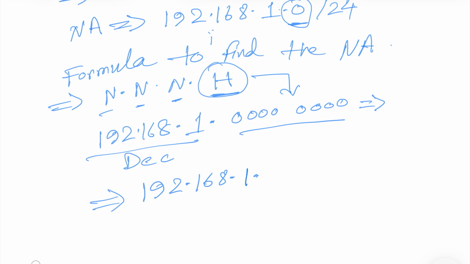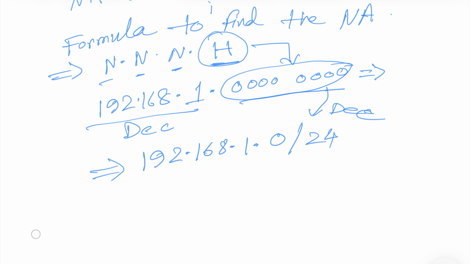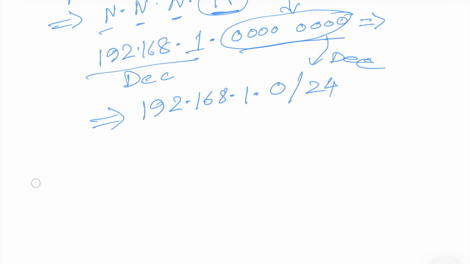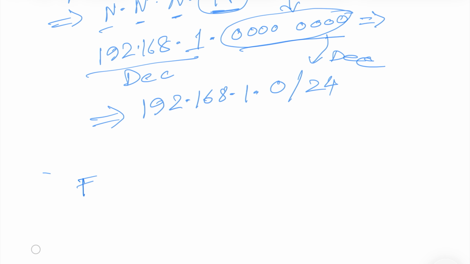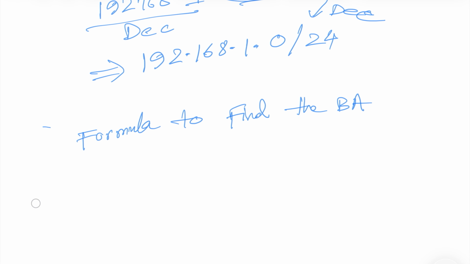So here, if you convert this to decimal, this is how it looks. Okay, so now the formula to find the broadcast address. I'll write it down. Formula to find the broadcast address. It is also very straightforward.